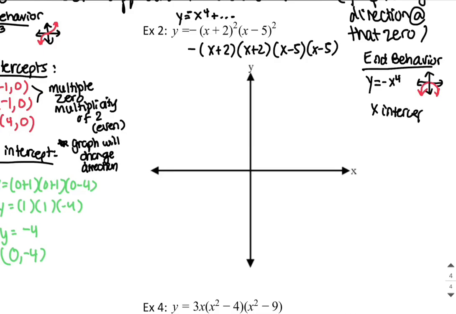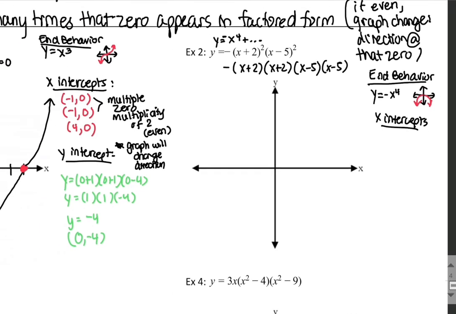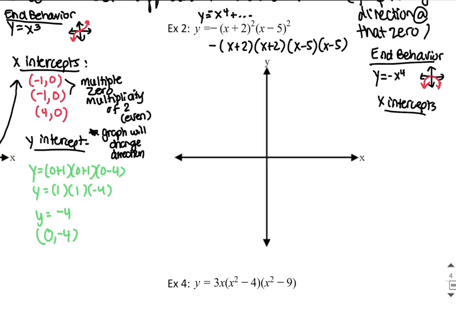Second thing I'm going to look for is the x-intercepts. Those are (-2, 0), which shows up twice. So multiplicity of 2, which means I'm going to change direction at that x-intercept. And then I have (5, 0), which also shows up twice, which means I have a multiplicity of 2 again, which means the graph changes direction again at that point.